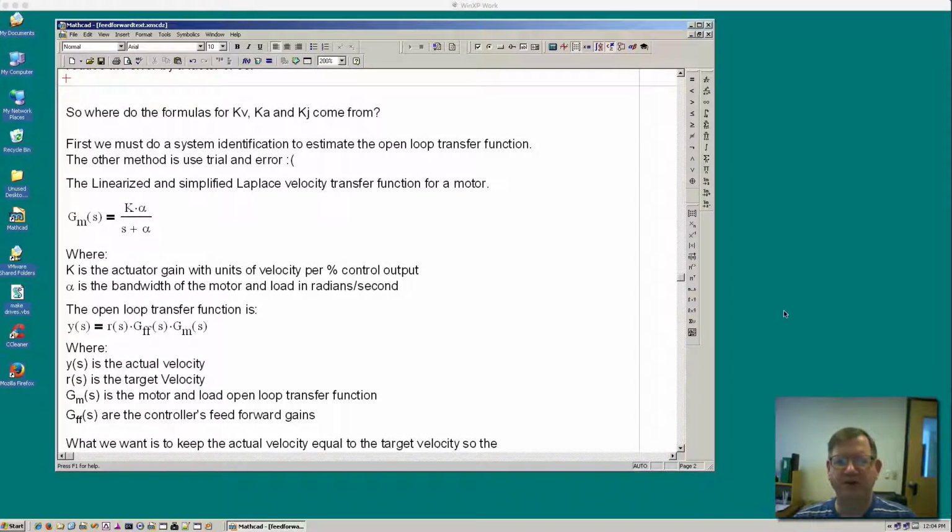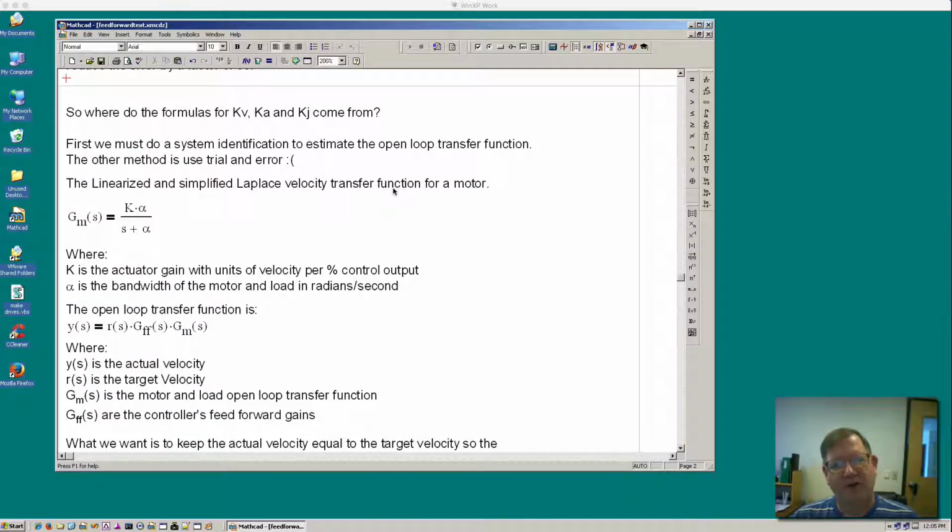Hello, this is going to be a short video about how to calculate the feed-forward gains for your controller. So, where do the velocity feed-forwards, acceleration feed-forwards, and the jerk feed-forwards come from? Well, to do that, you either need to have a model of your system, the open loop transfer function, or the other method is to use trial and error, which is not so good.